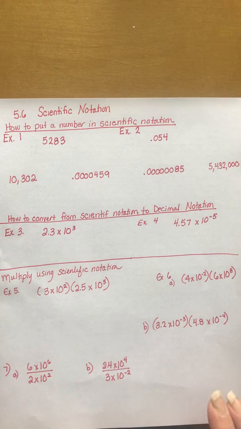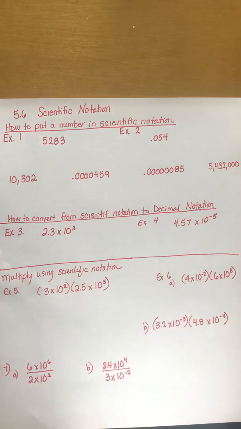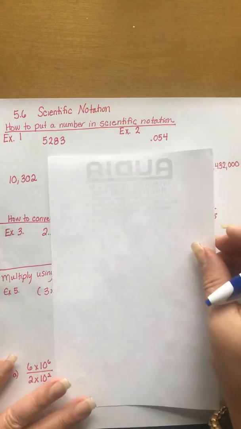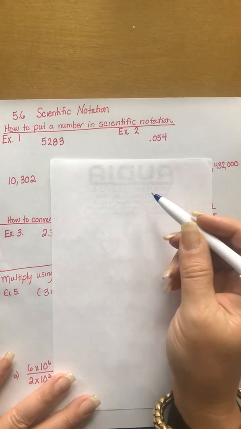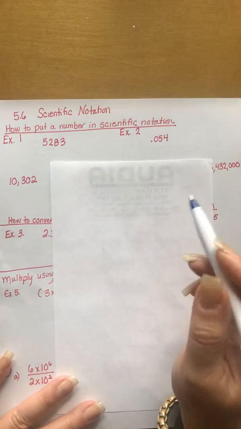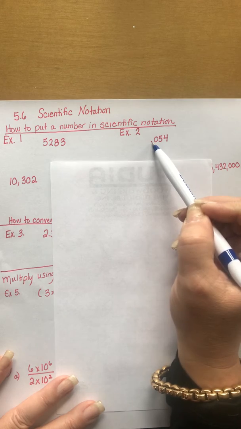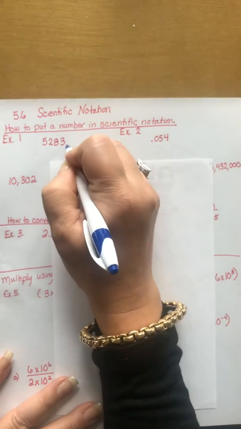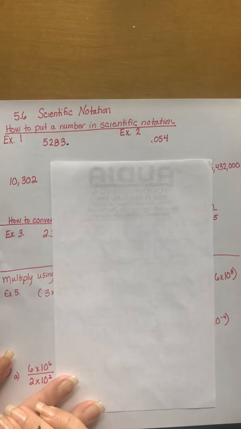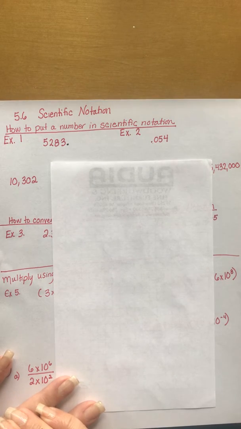They're in decimal notation. To put them in scientific notation, you have to understand that there is a decimal in every number. And sometimes you'll see it, like in example 2, but in example 1, the decimal is understood to be right after the 3. Okay, so we should all know that.